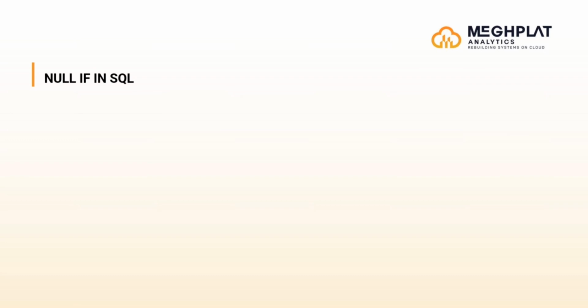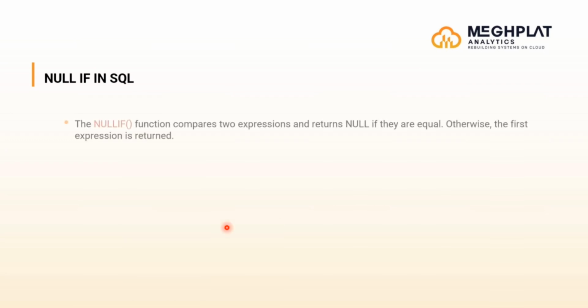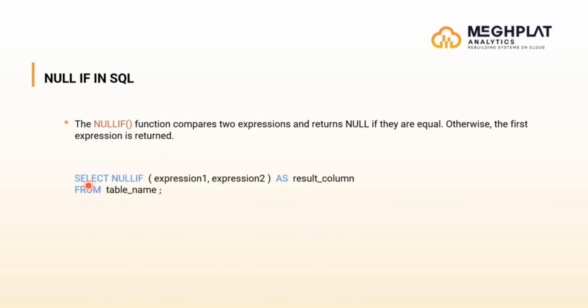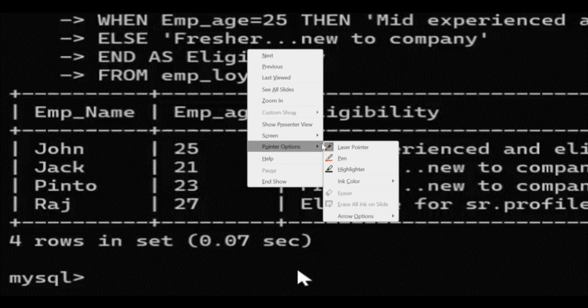The next one is nullif in SQL. The nullif function compares two expressions and returns null if they are equal. Otherwise, the first expression is returned. Select nullif, then the expressions, and we need to give a temporary name using the as keyword, then from table name. This is the syntax we use for nullif in SQL. So let's try to execute.